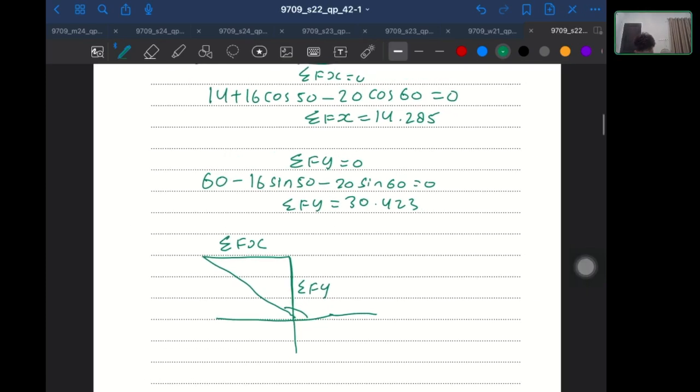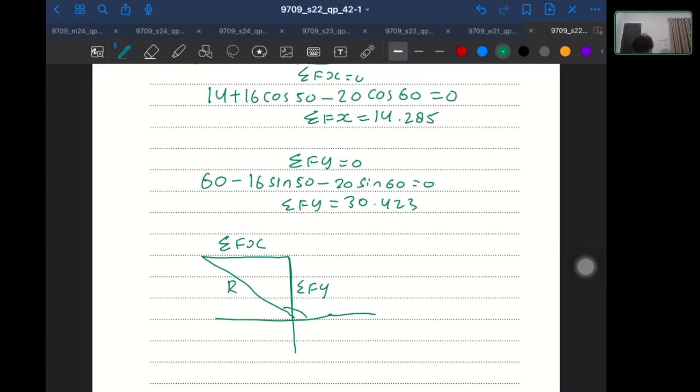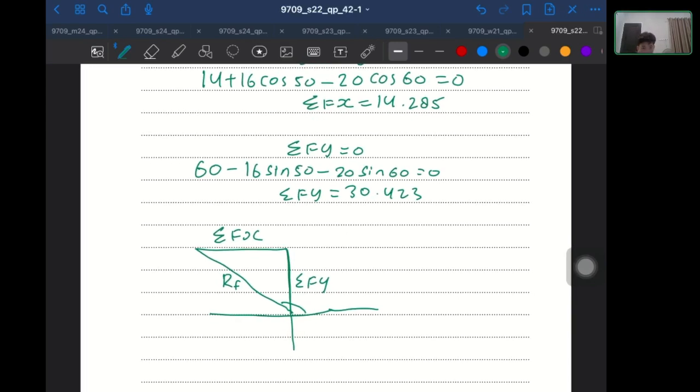Now, how do we find the resultant force here? To find the resultant force, we could use the trigonometry function, where RF is equal to the square root of EFX squared plus EFY squared. So the resultant force is simply the square root of 14.285 squared plus 30.423 squared. If we input it in the calculator, we will get the answer.